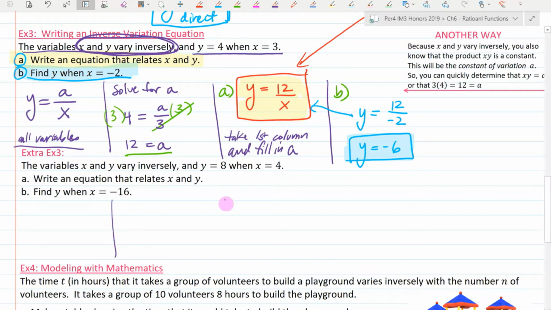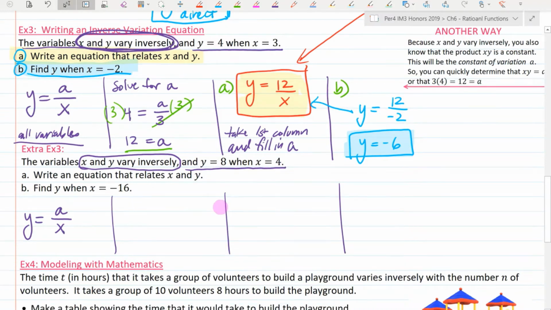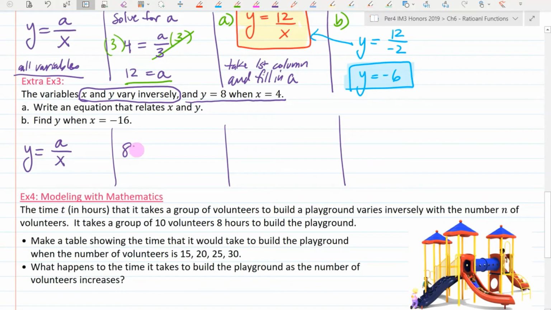All right? Here we go. X and Y vary inversely. Anytime you have inversely, that's the only time you actually have a fraction, okay? Next, y equals 8 when x equals 4. So we're going to solve for a. If we multiply both sides by 4, you can even cross multiply here. So a is equal to 32.